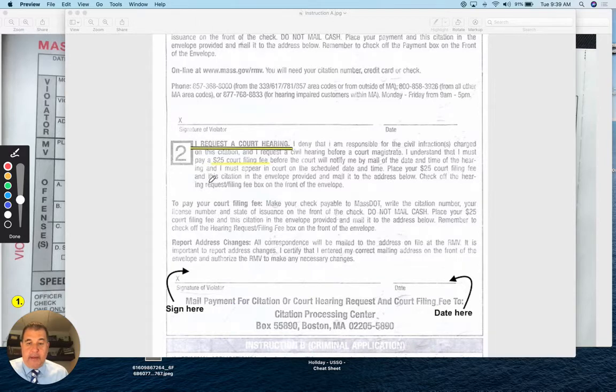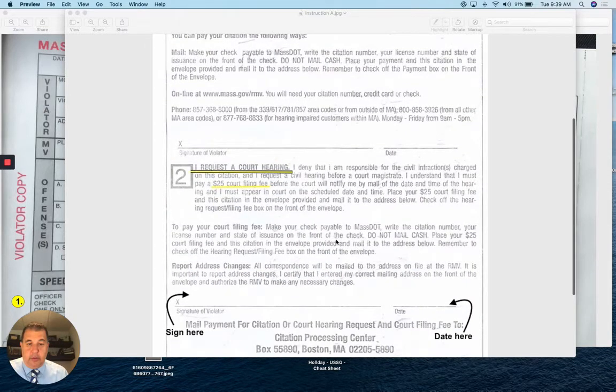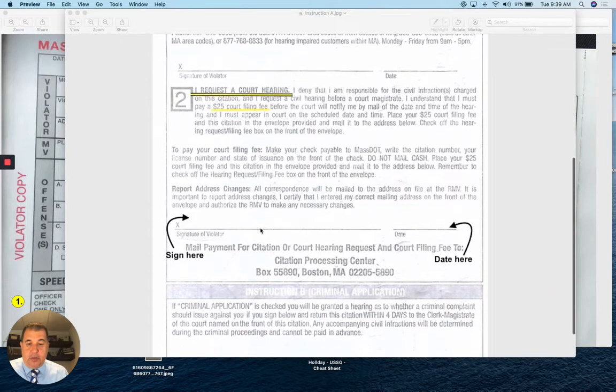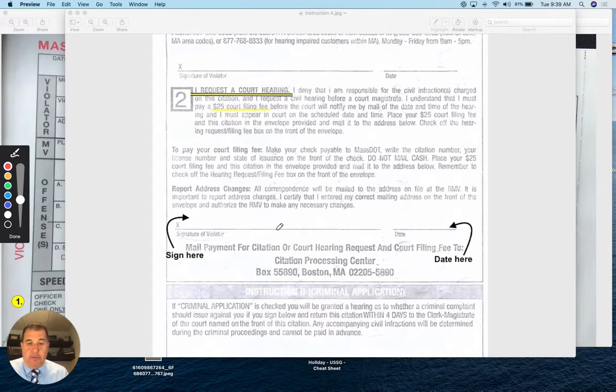So you want to go to the back of the ticket, look under instructions A, which is the top part, jump right over number 1, and go down to number 2. You want to sign here, date it, and mail it to the Citation Processing Center. Now, here's the thing. Because you're sending it to a P.O. box in Boston, it's really important that you document as much as possible what you did. So take a photocopy of the ticket front and back, take a photocopy of the $25 check you're sending in with it, and I also like to take a photocopy of the stamped envelope, right?